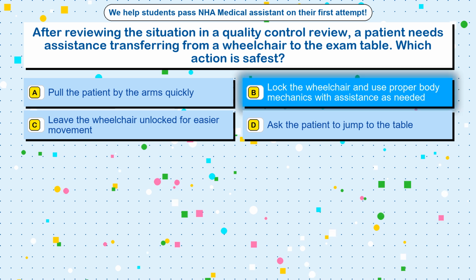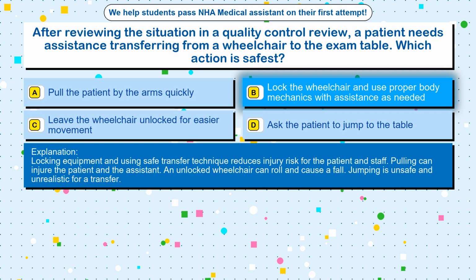The correct answer is option B. Lock the wheelchair and use proper body mechanics with assistance as needed. Locking equipment and using safe transfer technique reduces injury risk for the patient and staff. Pulling can injure the patient and the assistant. An unlocked wheelchair can roll and cause a fall. Jumping is unsafe and unrealistic for a transfer.